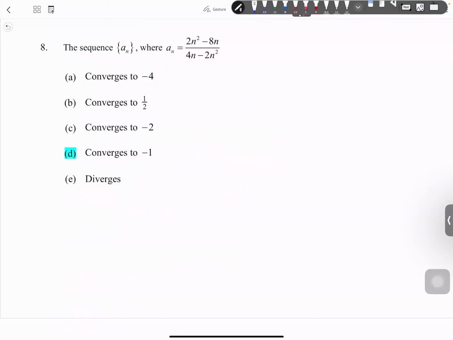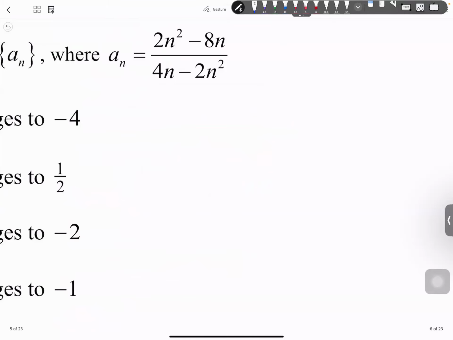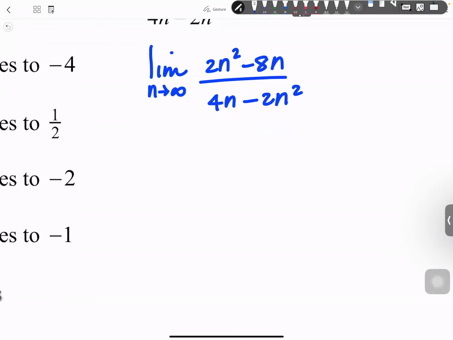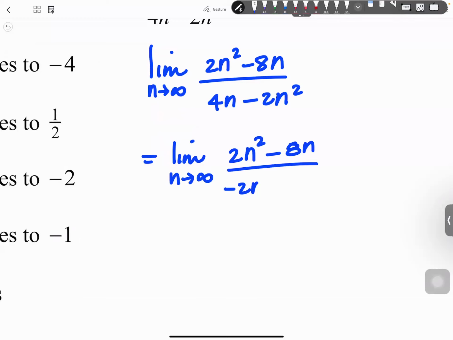Over here, you are not being asked about a series, but you are being asked about a sequence, right? So really what this problem is asking is, what is the limit as n goes to infinity of 2n squared minus 8n over 4n minus 2n squared? I like to write polynomials in order of decreasing power. So I would write this as 2n squared minus 8n over minus 2n squared plus 4n.